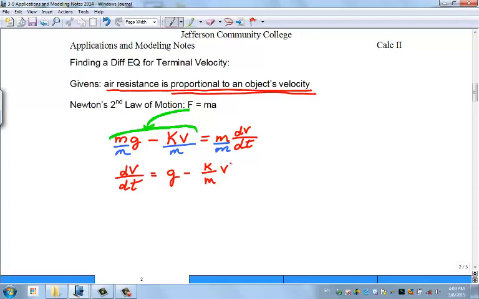Remember that g is the acceleration due to gravity, which is 9.81 meters per second squared, right? We're not going to put that into our problem, but that's what it is, 9.81 meters per second squared. And then k is our constant, right? And m is our mass. So now what we need to do is solve this equation.